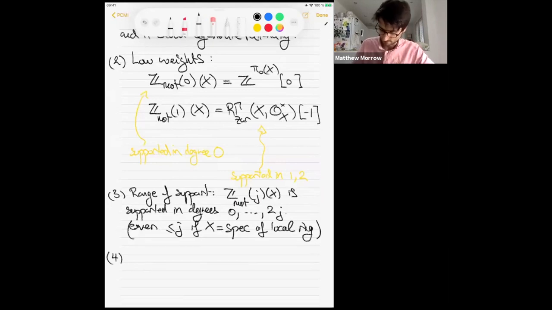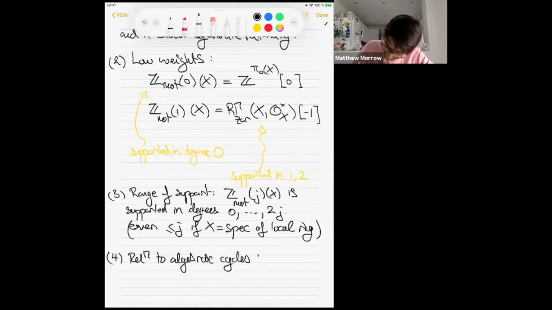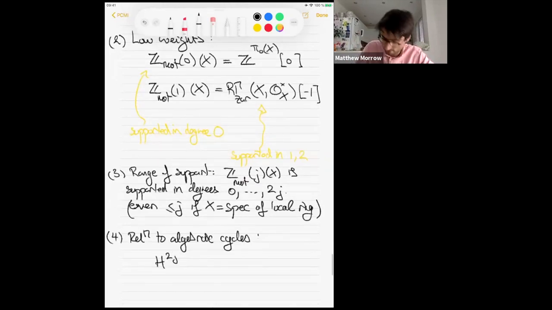Next we can begin to discuss relations to other invariants. Otherwise, somehow it's not interesting. We don't just want to understand algebraic K theory in terms of existing invariants. And so now we say a few words about how the motivic cohomology is supposed to be related to other invariants. So we start with the relation to algebraic cycles. We'll say a word in a moment about higher Chow groups, but let me just stick with usual Chow groups for the moment.